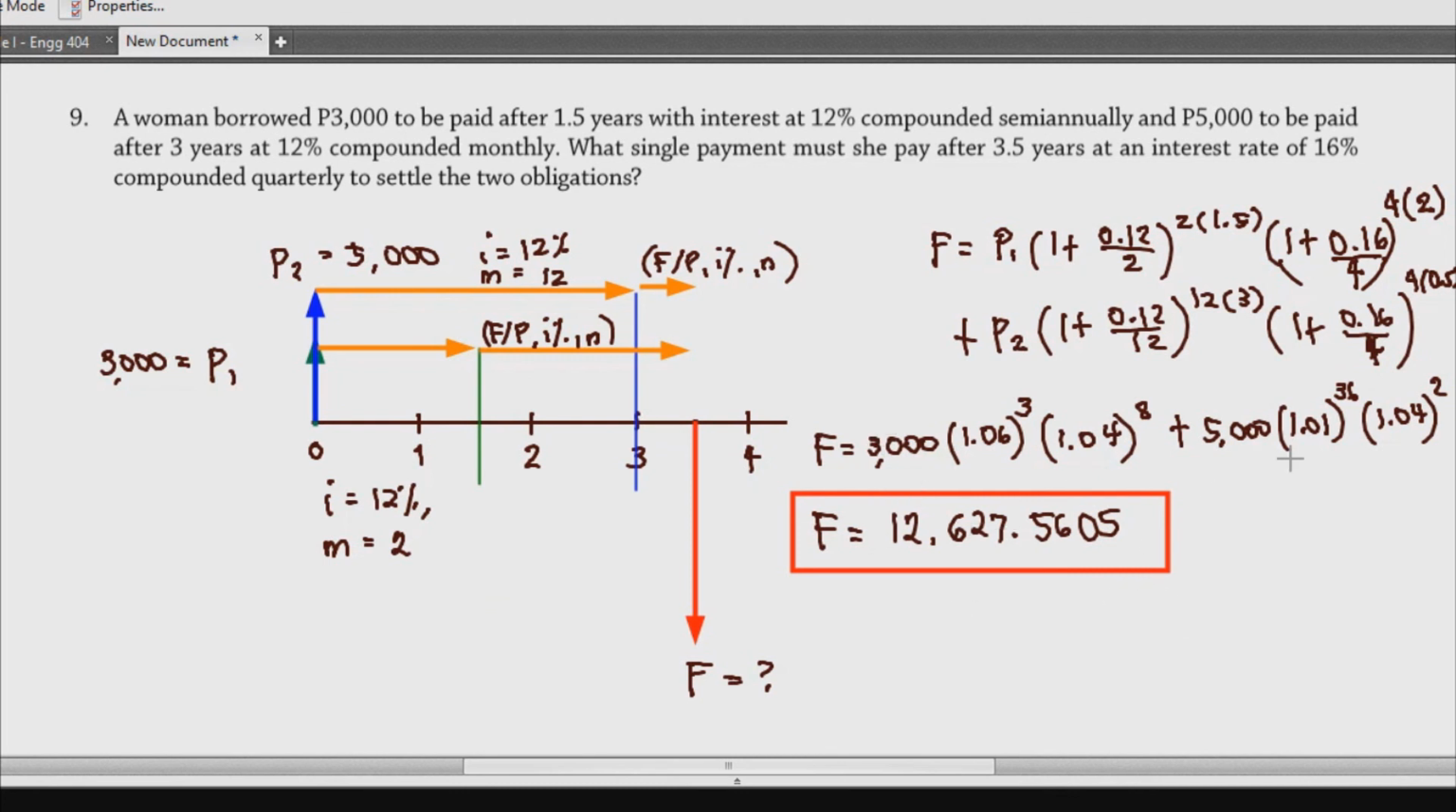Okay? So, I think we're done with this problem. Let's move forward naman dun sa next.